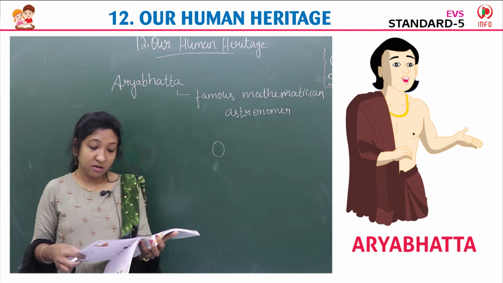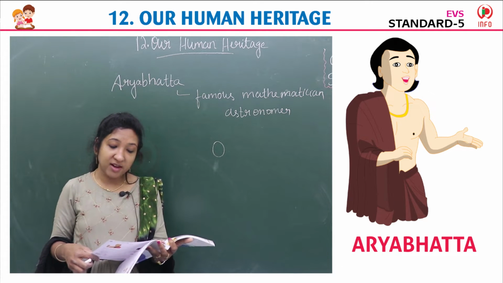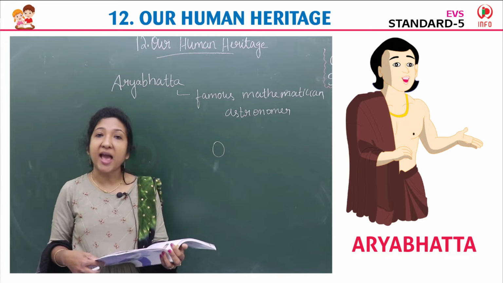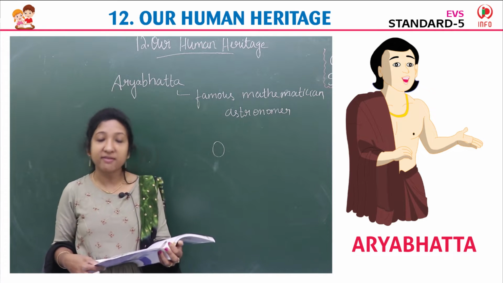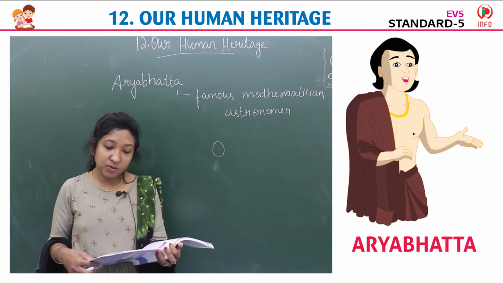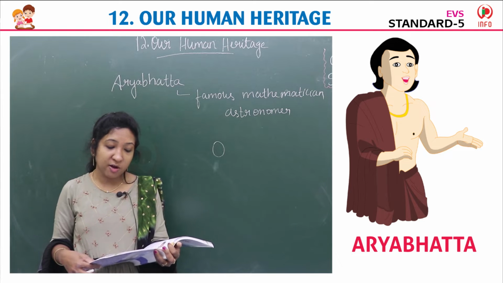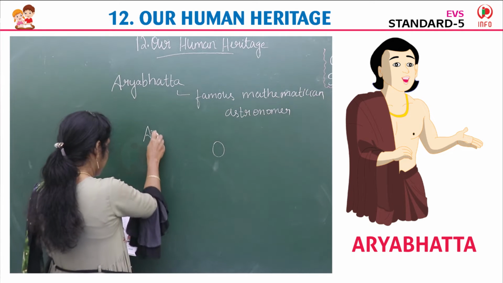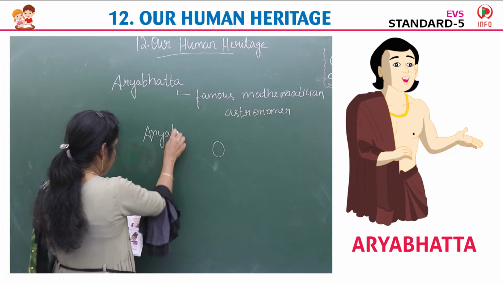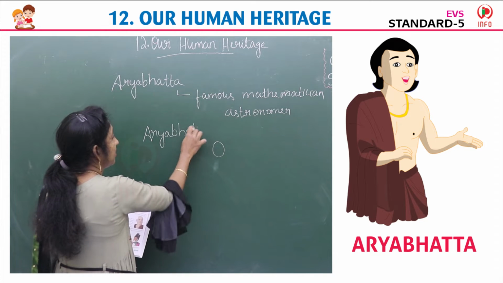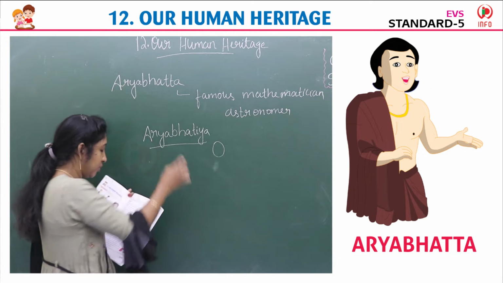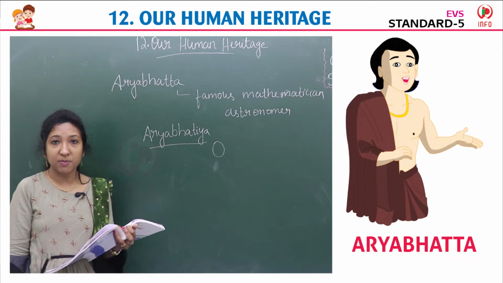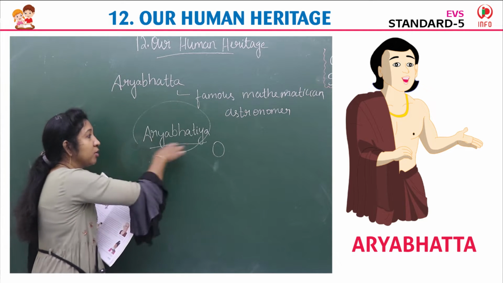Okay. So he was the author of several books on mathematics and astronomy. There are many books written by Aryabhatta in mathematics as well as astronomy. His famous book is the Aryabhattiya. In this book, we can see the combination of both mathematics and astronomy. Everything has been written in this book Aryabhattiya.